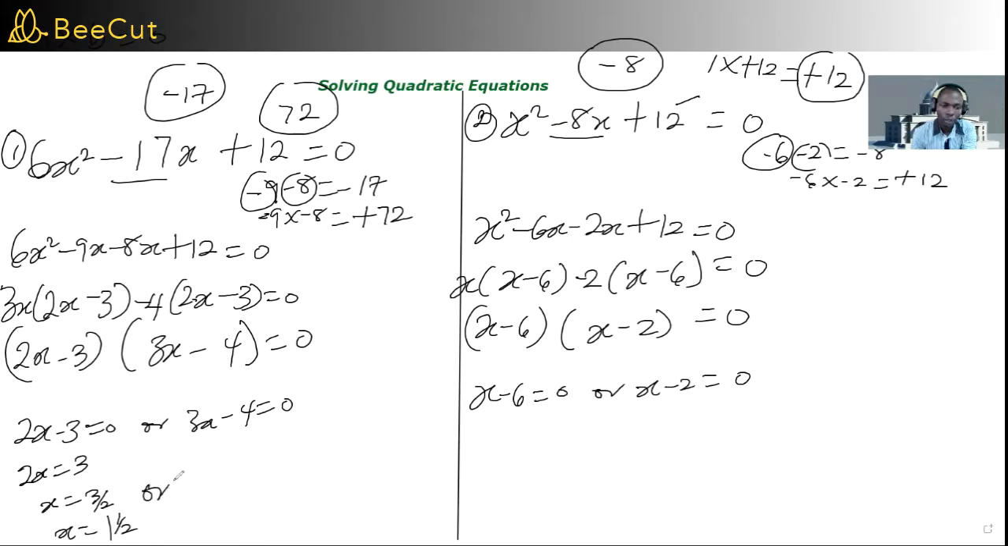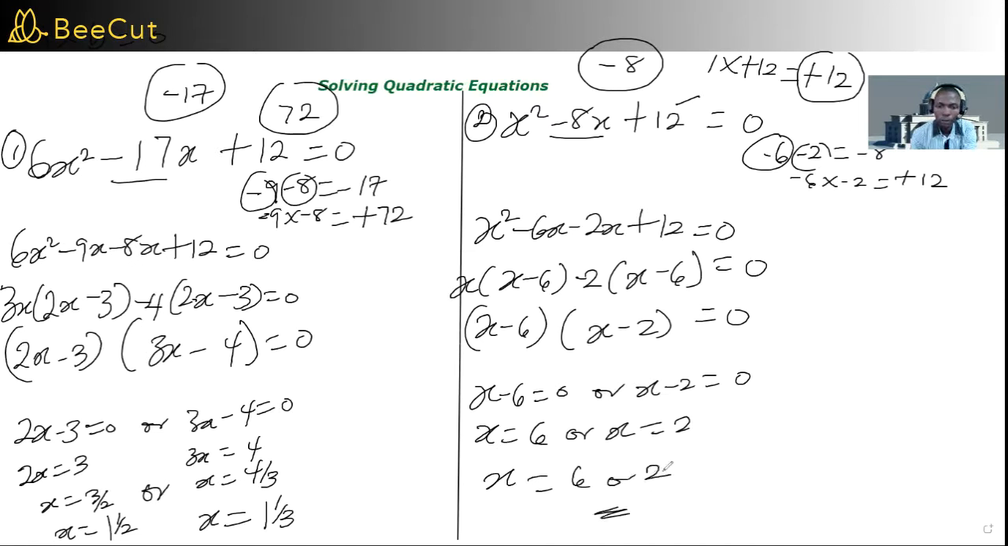Then here I will say or. Here I can say 3x equals 4, then x equals 4 over 3, then x equals 1 whole number 1 over 3. So I can say in a nutshell, x equals 1.5 or 1 1/3. And for this side, I say x equals 6 or x equals 2. So that means x equals 6 or 2 satisfy the equation.